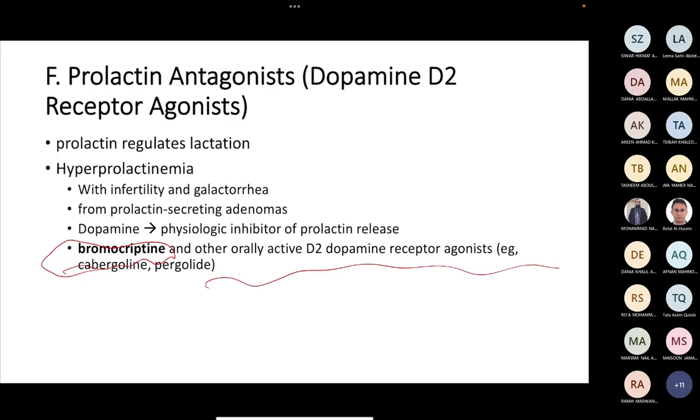Now, prolactin, when it is produced in high levels, could lead to feedback inhibition of FSH and LH and gonadotropin release. So this could cause a condition of infertility, and definitely prolactin produces milk, so this could lead to galactorrhea, or increased milk production.